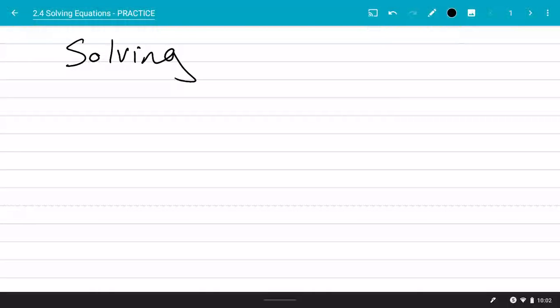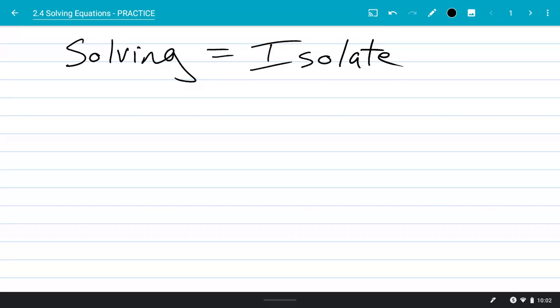Solving means isolate. A lot of times we see the word solve and we think we need to come up with a number. That's not what solving means. I say solve, you say isolate. So solving equations is all about isolating the variable that we want to get by itself. Okay? How do we solve equations?